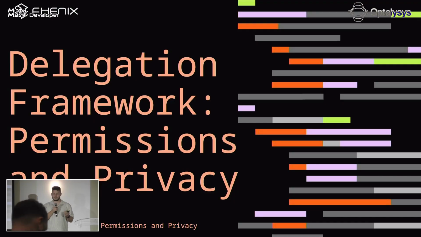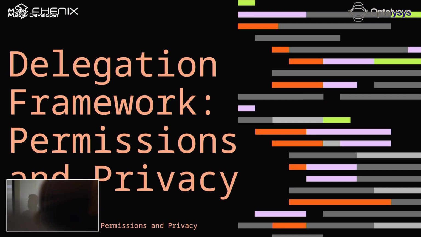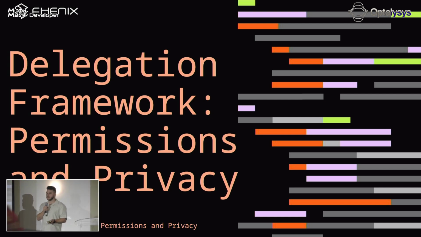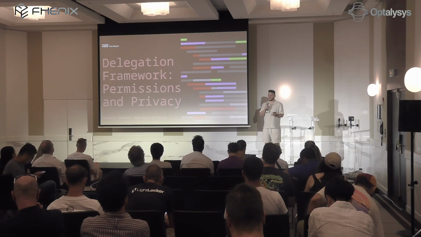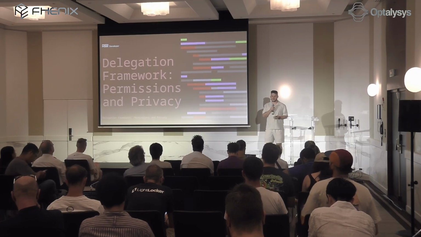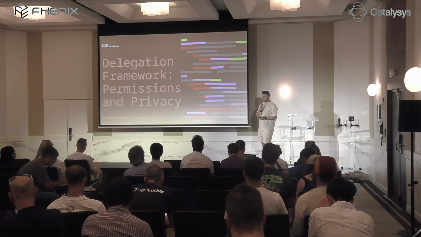So I'm going to walk through the current state of wallets, what's going on with wallets and users and dApps and all that kind of stuff real quick. Then I'm going to go into our permission system, which is the delegation framework. I'm then going to talk about how we used it in the past, a little bit of how we're currently using it, and then what's possible with privacy. And it's going to be amazing.